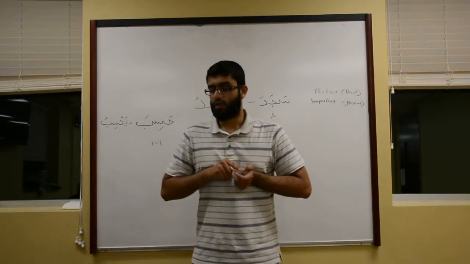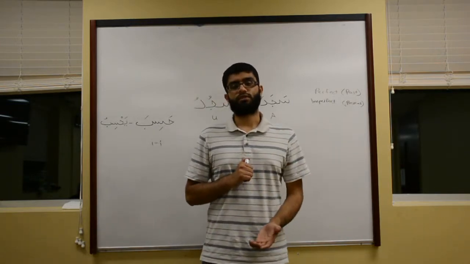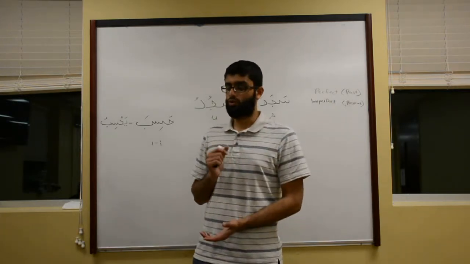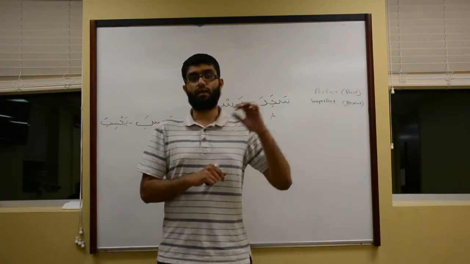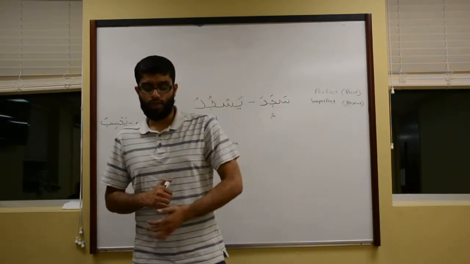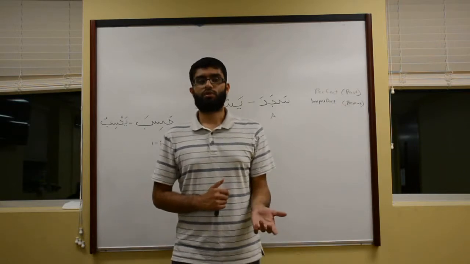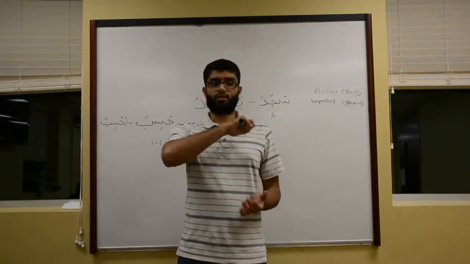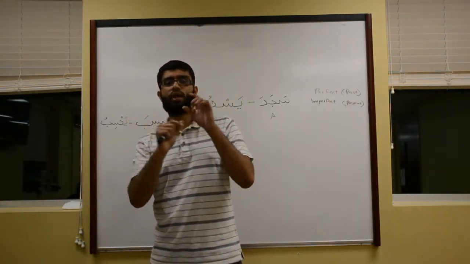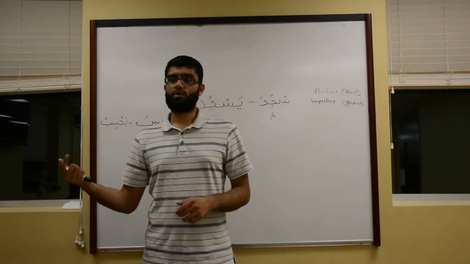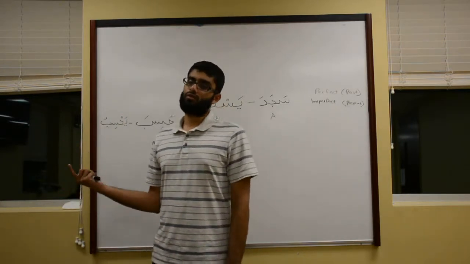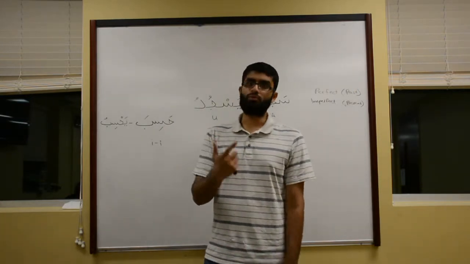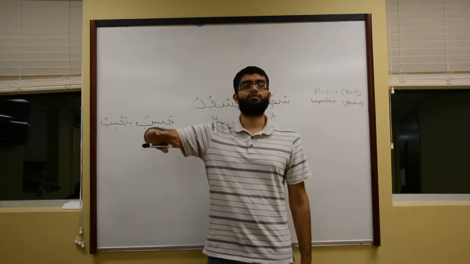And what's going to be he writes for present? Yaktubu. Instead of kataba having a fatha on the ta, it's now going to get a dhamma. What's for huma? Yaktubani. All you take is yaktubu, but you add an alif noon. Everyone say it. Yaktubu. Yaktubani. What's hum? Yaktubuna.